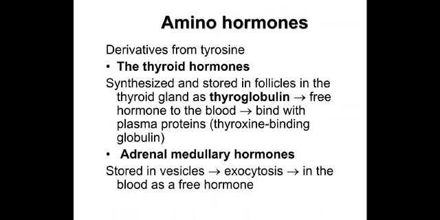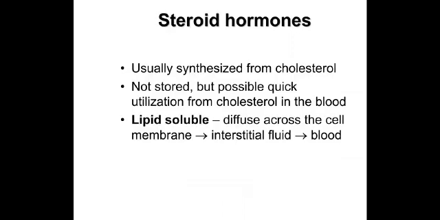The amino hormones are derivatives of tyrosine. They are synthesized and stored in the follicles of the thyroid gland as thyroglobulin. The free hormone is released to the blood and binds with plasma proteins. The adrenal medullary hormones are stored in vesicles and they are exocytosed into the blood as free hormone. The examples of amino hormones, as you came to know, are the thyroid and the adrenal medullary hormones.